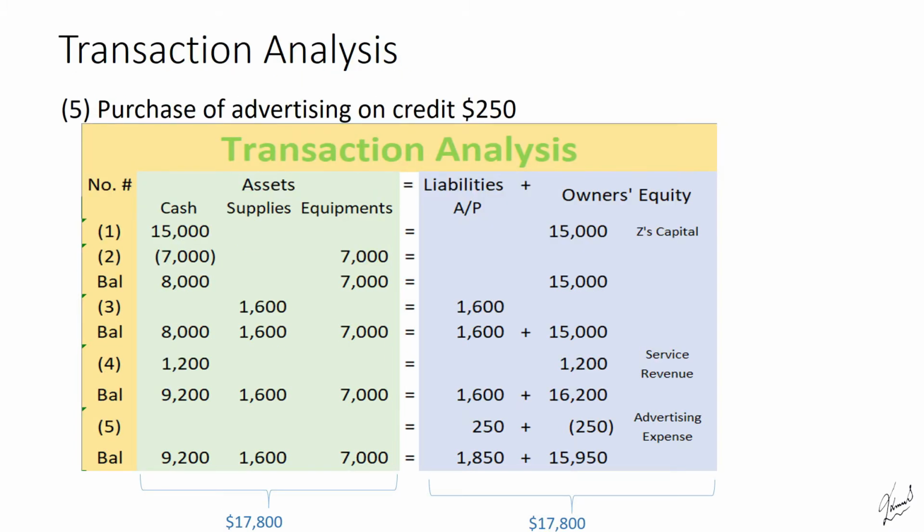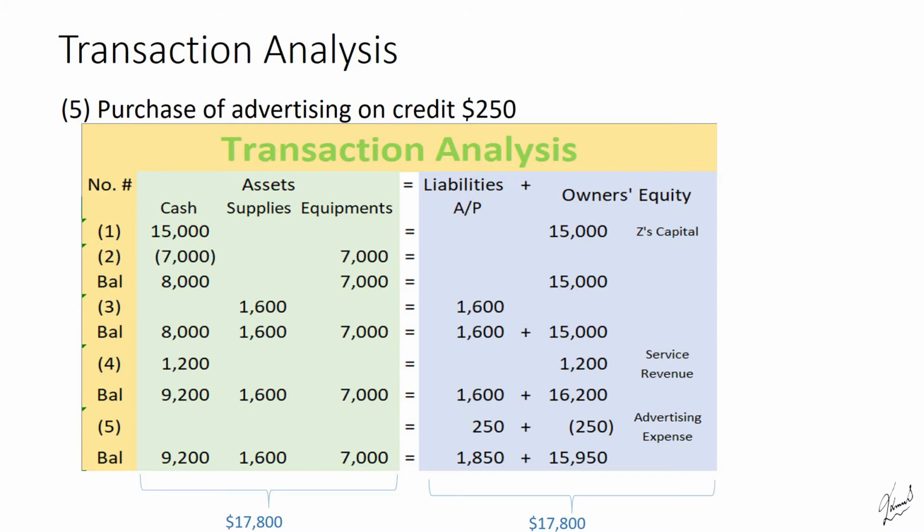Purchase of advertising on credit. On credit means we have not paid cash right now, we will pay cash at a later time. On credit means no cash is involved. At the same time, it also means we have increased liabilities, and it is the same kind of liability, accounts payable. So under the accounts payable column we have added 250.